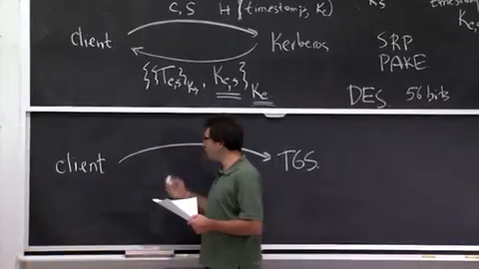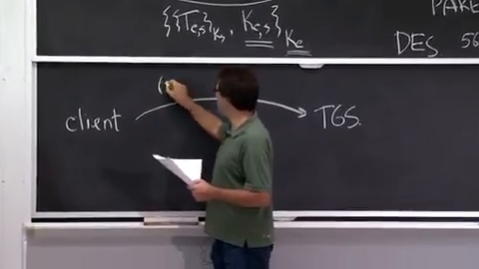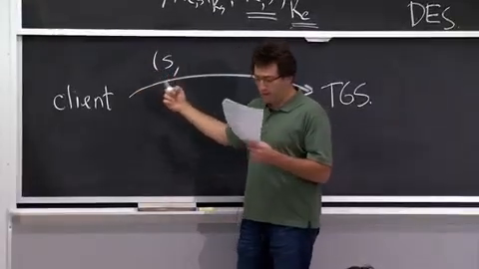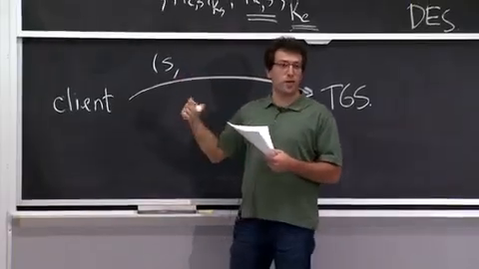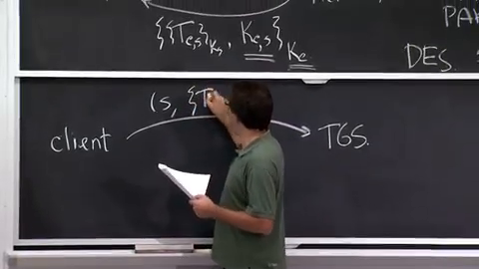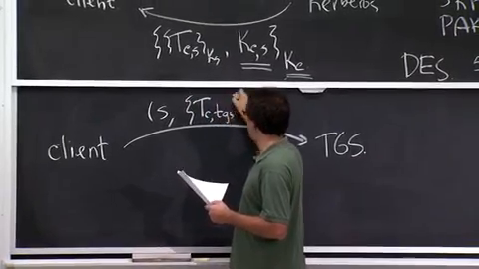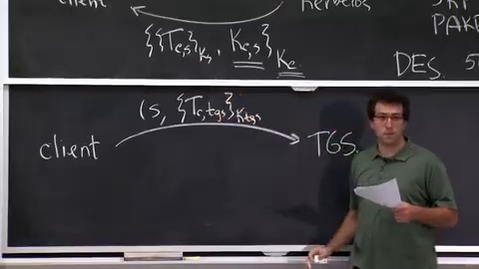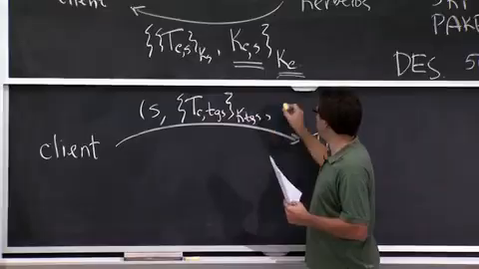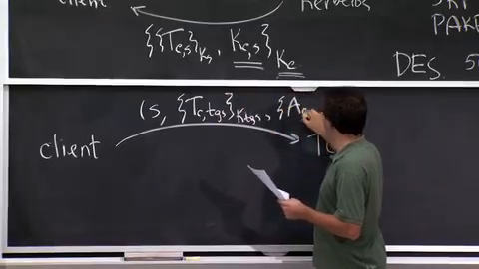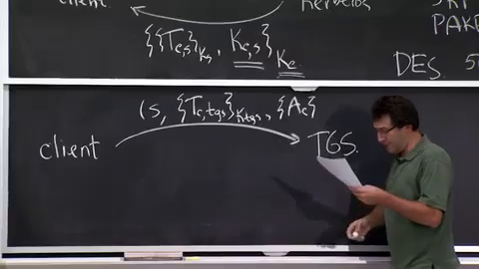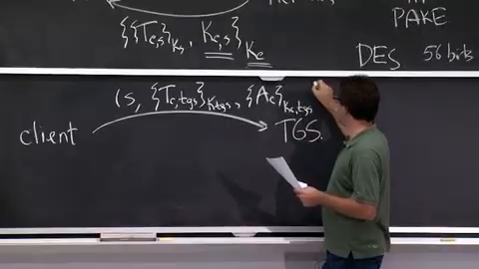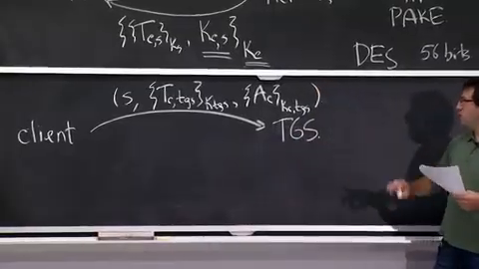So what the client is going to send to TGS is this tuple. First it's going to say, here's the service that I want to talk to next. Those might be your mail server or your file server. Then it's going to include the ticket it already got for TGS. So this is TC of TGS encrypted with KTGS, where S is TGS. And then you're going to have to include this authenticator blob. This is the AC thing from up there. And this is going to be encrypted with the shared key between the client and the TGS service. So this is the message that you're going to send to TGS.